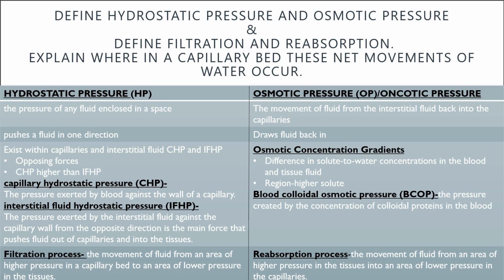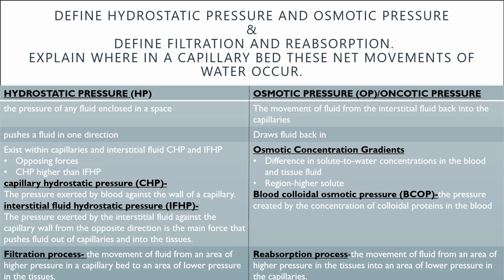As stated previously, bulk flow is driven by these pressures listed above. Hydrostatic pressure, abbreviated HP, refers to the pressure of any fluid enclosed in a space. It is the pressure that the fluid exerts against the walls of that space. Think about hydrostatic pressure as a pressure that pushes a fluid in one direction. For example, blood hydrostatic pressure is the force exerted by the blood confined within blood vessels or heart chambers.